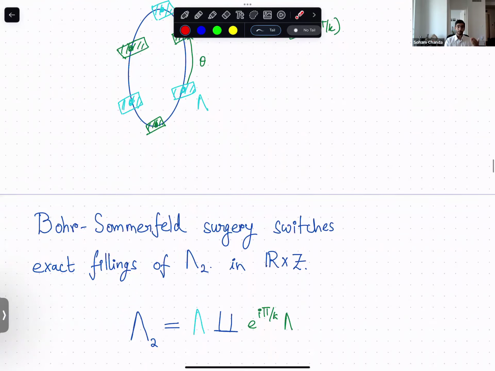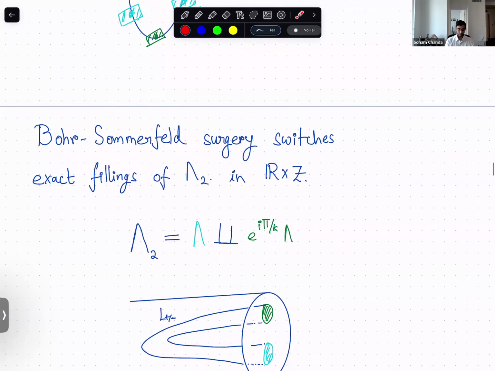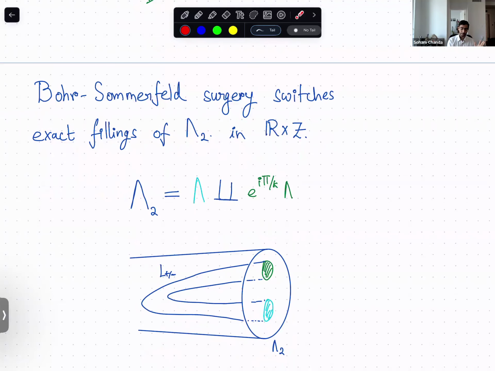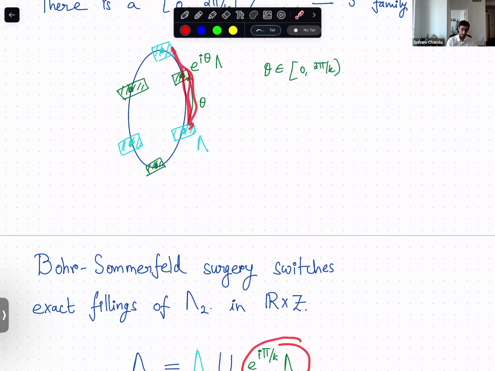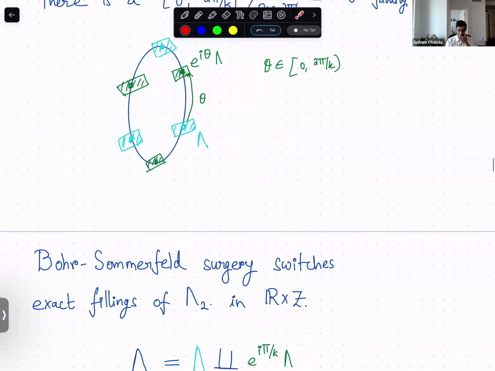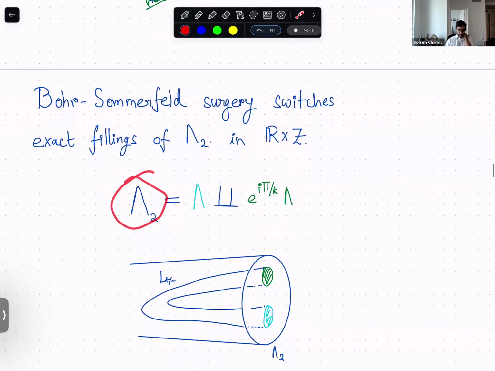Now I will tell you which Legendrian I will use to define my surgery. The main Legendrian for us will be lambda subscript 2, which is: take lambda and take another copy of lambda, which is just go halfway up. So this was 2 pi over k. So I will say let's take the one which is given by going pi over k angle. This will be clearly a disjoint Legendrian inside Z, and I will now talk about fillings of this.